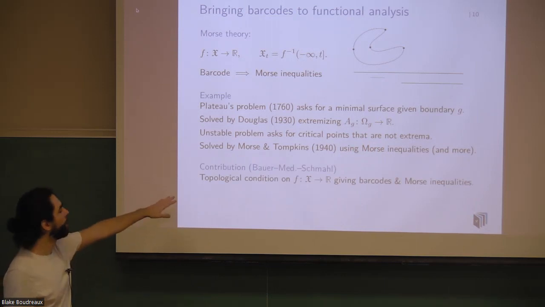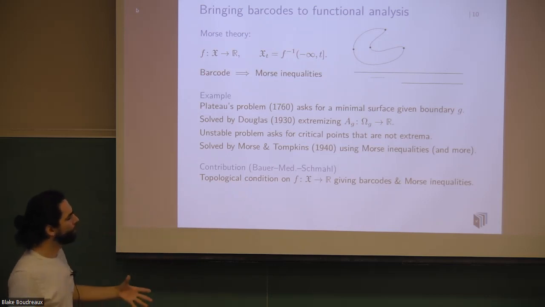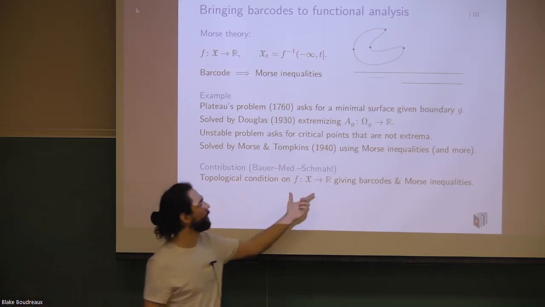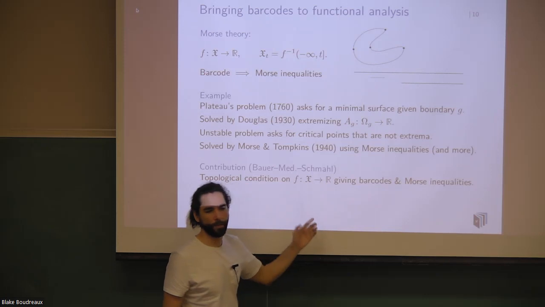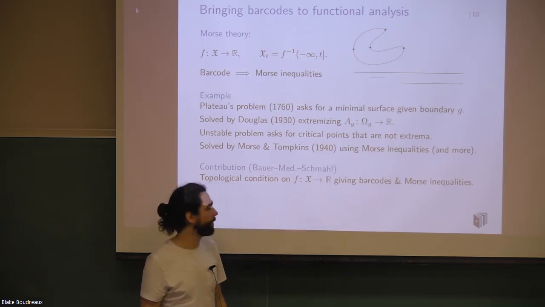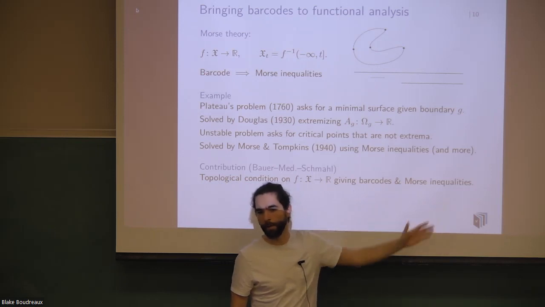And the contribution that I would like to present here is in joint work with Bauer and Schmal, and we gave topological conditions for a broad family of maps like this that provides us with a barcode associated to the sublevel cell filtration of X. And in particular, we can derive from them Morse inequalities.